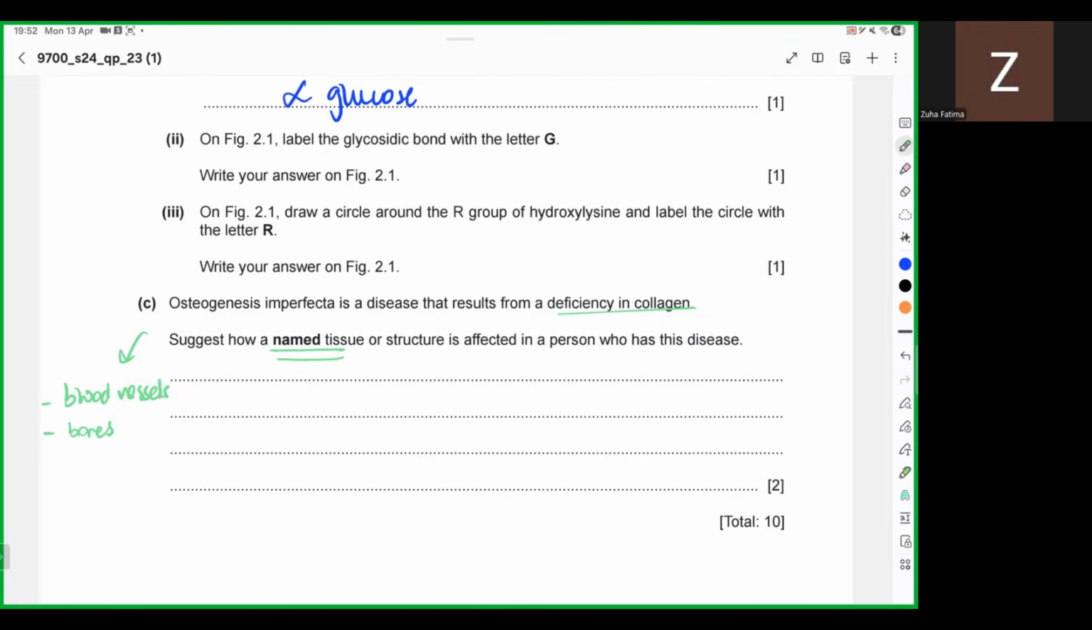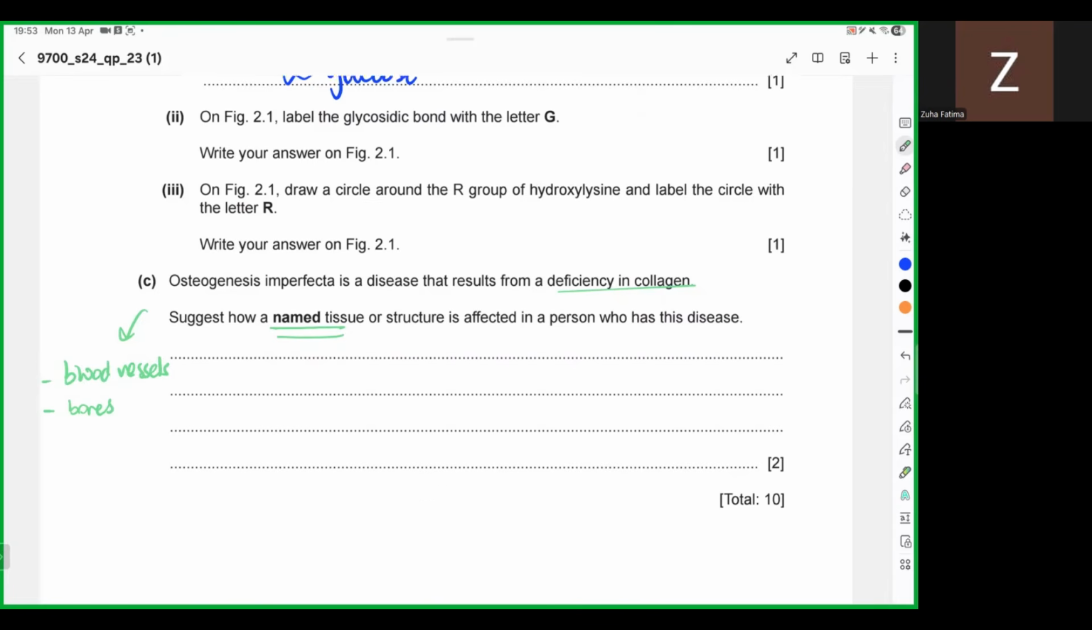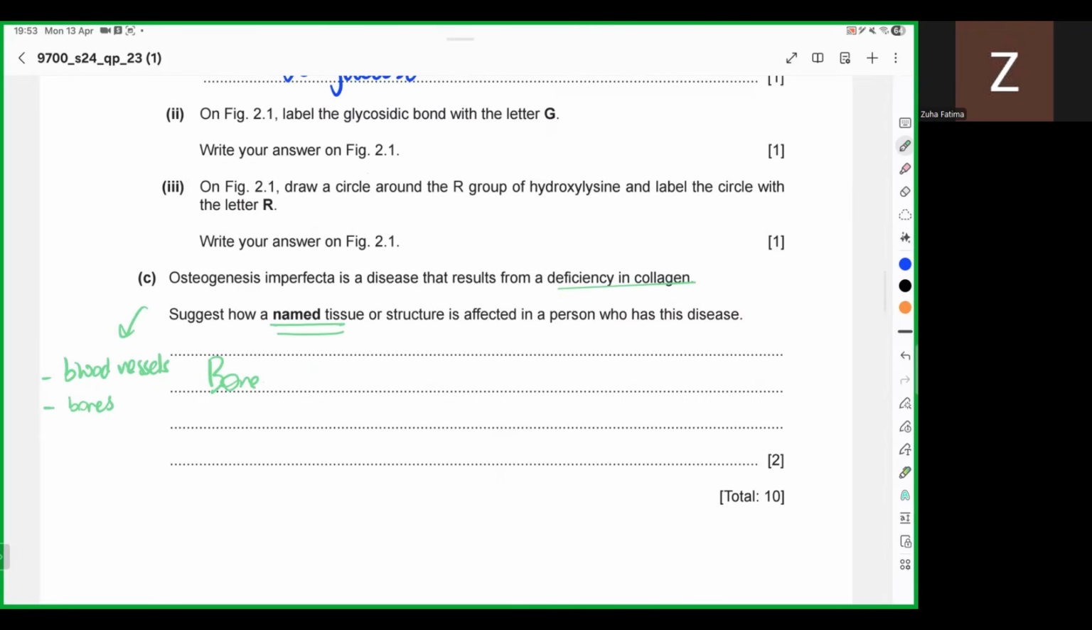सिमिलरली विद बोन्स, अगर बोन्स की हम बात करें, बोन्स में अगर कोलेजन डेफिशिएंसी हो जाएगी सो बोन विल बिकम वीकर। और बोन्स में ये भी हो सकता है कि अगर बोन्स वीकर हो जाएंगी तो वो इजिली ब्रोकन हो जाएंगी। आर्टरीज की अगर हम बात करें तो आर्टरीज चेंजेस इन ब्लड प्रेशर ड्यू टू वेंट्रिकुलर कॉन्ट्रैक्शन नहीं बेयर कर पाएंगी। सो ईदर वे किसी भी टिश्यू के बारे में हम लिख सकते हैं। I would have personally written about bones.